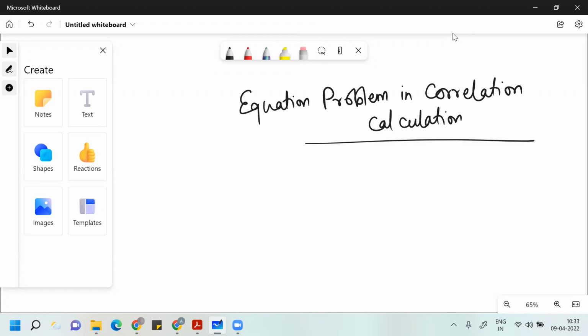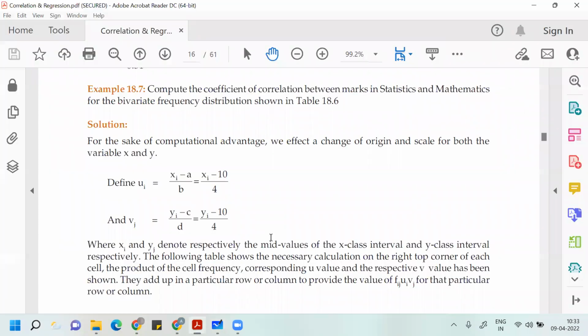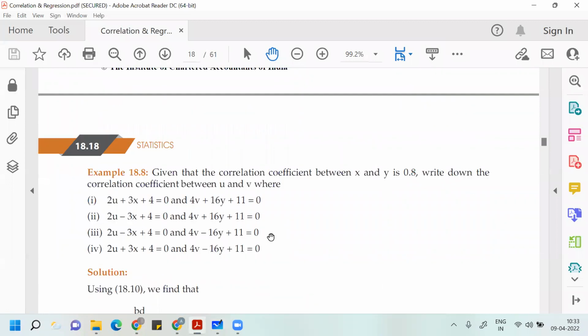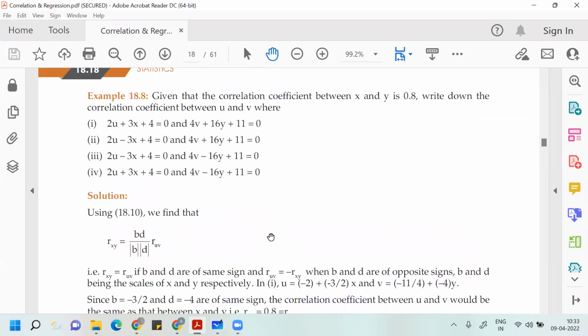So, guys, in this class, I'm going to discuss the problems related to correlation coefficient calculation. In the CA Foundation exam, we'll get questions like this, where we need to expect to solve questions based on the Karl Pearson coefficient of correlation. You can see this question.